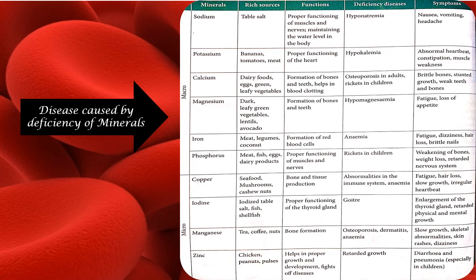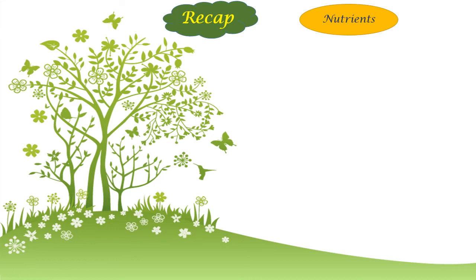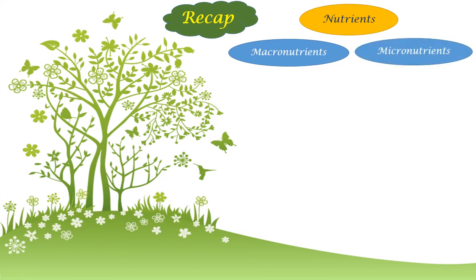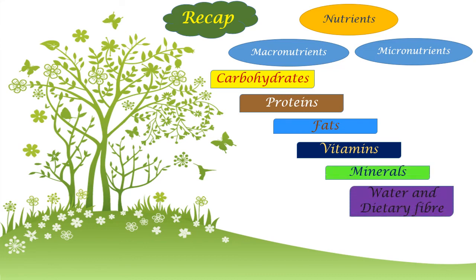So this is all about minerals. You might have understood this lesson, and here let us have a short recap of whatever we have learned. In this lesson we discussed nutrients, what nutrients are, and the two major types, macronutrients and micronutrients. Under macronutrients we discussed carbohydrates, fats and proteins, and micronutrients like minerals and vitamins. These are the major nutrients we discussed: carbohydrates, proteins, fats, vitamins, minerals, and water and dietary fiber. Water helps in processing all these nutrients in the body, and dietary fiber helps in eliminating waste products.